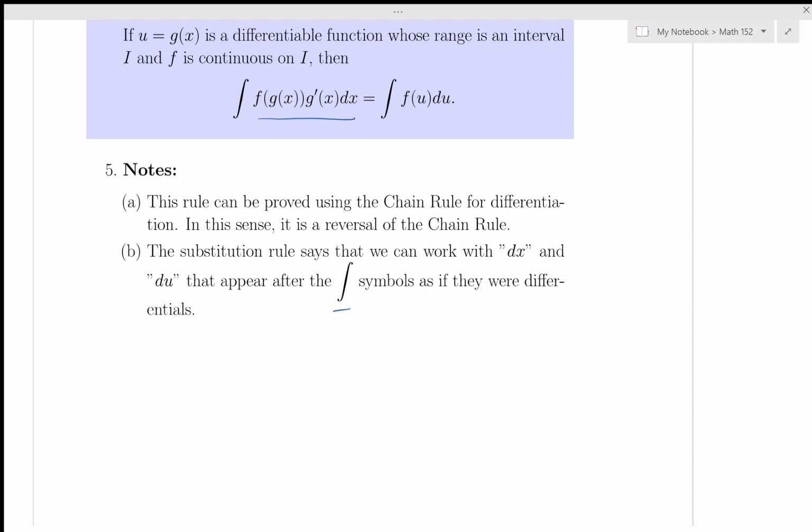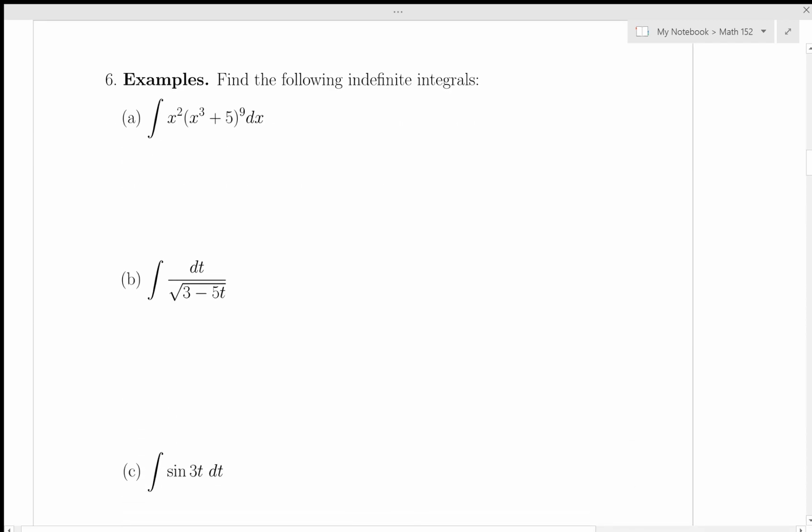All right, let us take a look at how to do this in a very practical sense. Find the following indefinite integrals. The integrals are indefinite because they have no upper or lower limit. Okay, the answer is not obvious off the top. I don't think so, anyways.